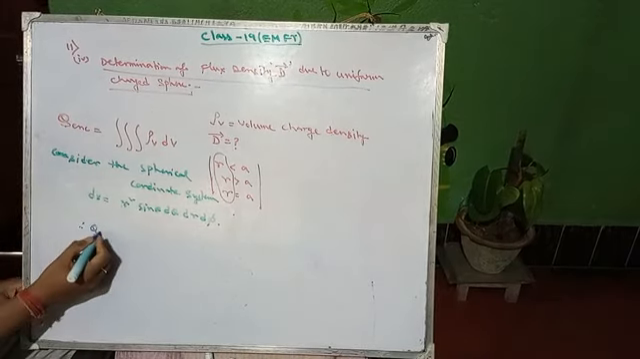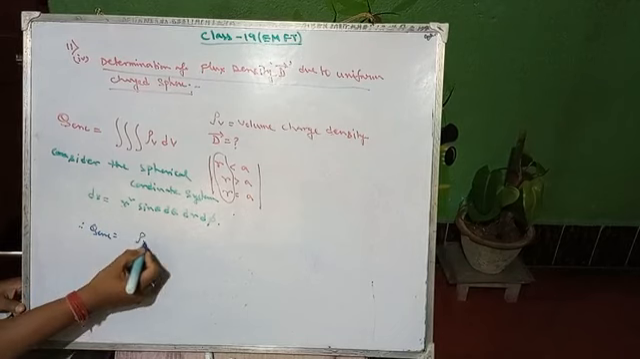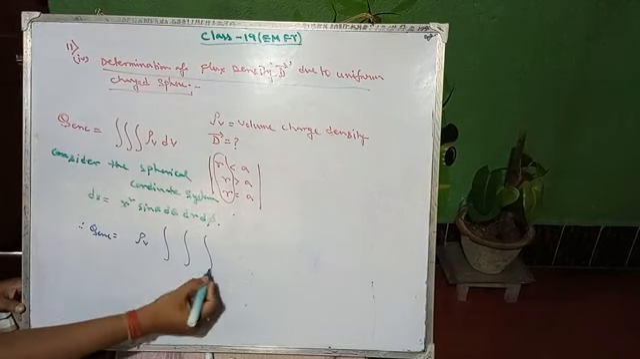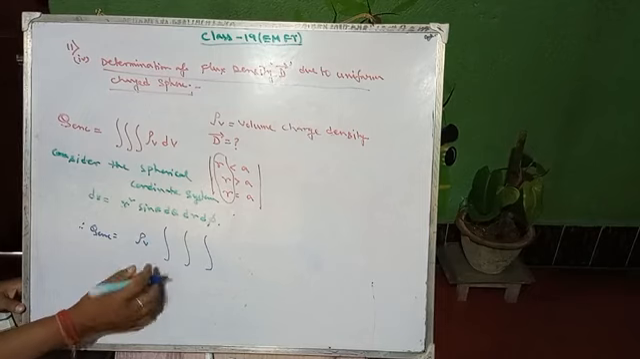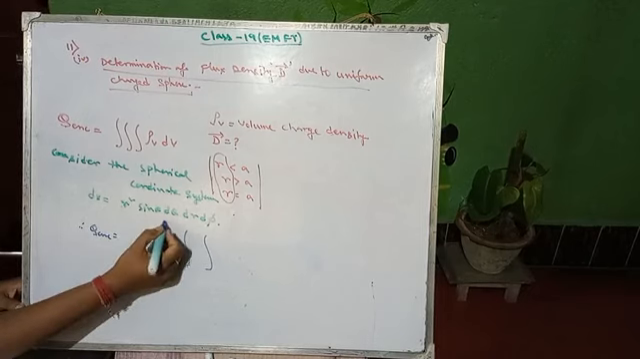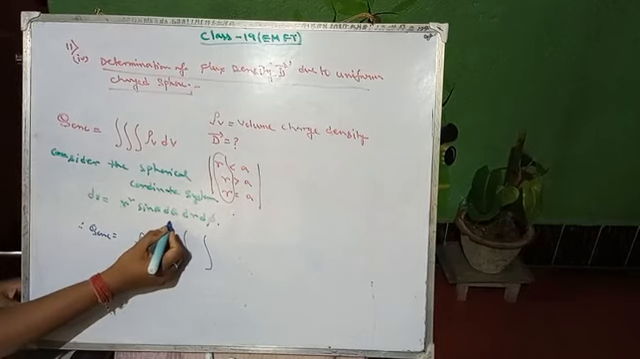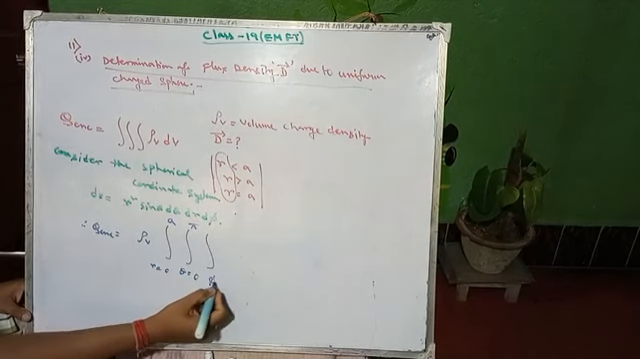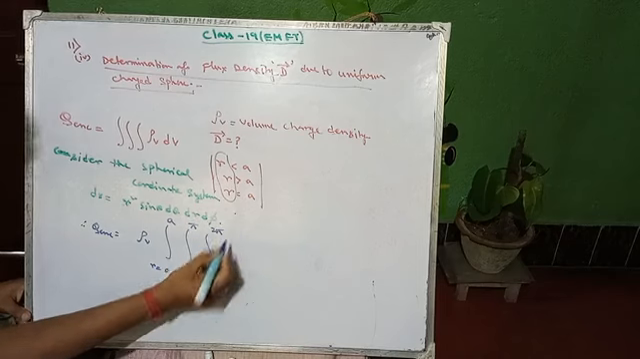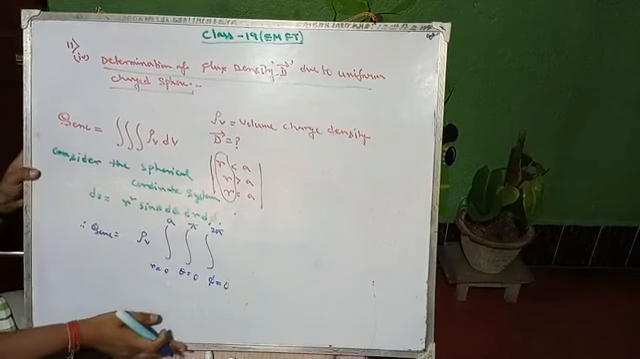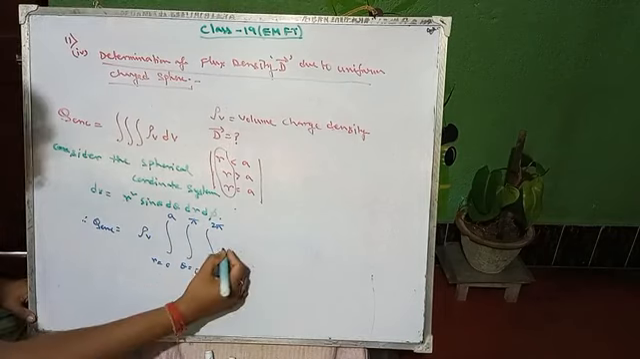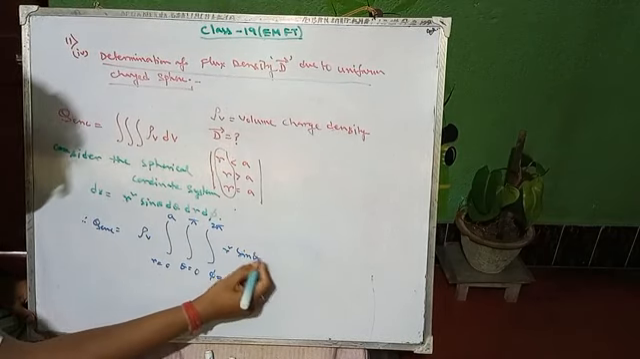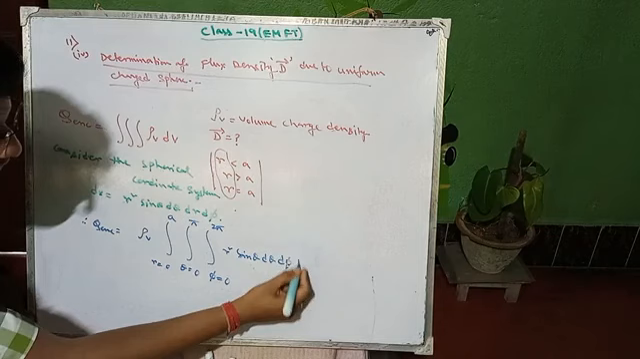So Q enclosed equals rho v, taking it outside. Here you have three integrations. R equals 0 to the radius. What is the radius? We are taking a, right? R equals 0 to a, radial distance 0 to a. Theta equals 0 to pi, and phi, the azimuthal angle, equals 0 to 2 pi. Within this limit range, you have to integrate r square sin theta d theta, d phi and dr.